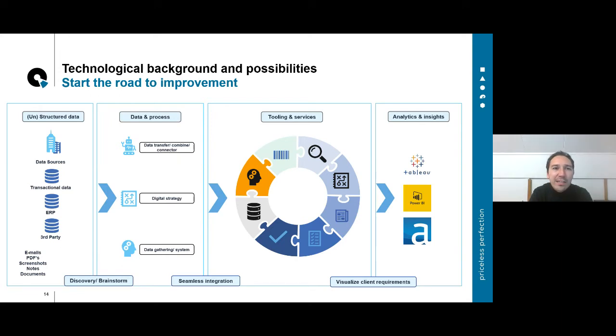So if you would translate this into a step-by-step visualization, then this overview shows you the various stations that you can choose to get on the train and get to the next step in automation. Every station in this overview has its own challenges, and therefore also its own approach to mitigate these challenges. If you look from left to right, you see the station related to data and systems, integration and process, tooling and services, and on the right side you see the analytics and insights, so that's also the report part.